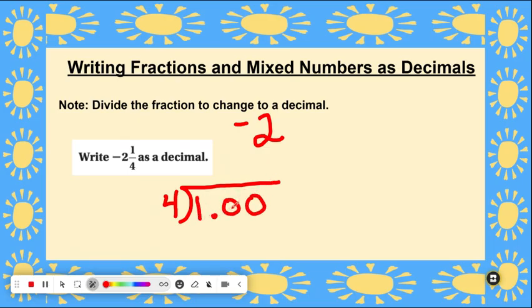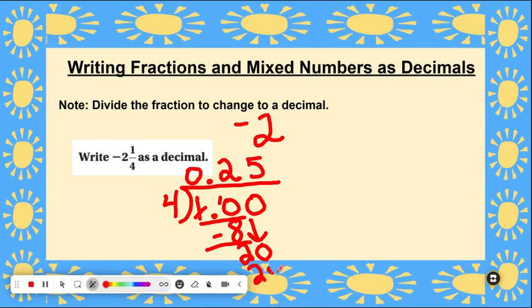So I put a 1, I could add a decimal and add as many zeros as I want. So 4 can't go into 1, so I put a 0. Can 4 go into 10? Yes, 2 times. 4 times 2 is 8. Subtract. 10 minus 8 is 2. Bring down the 0. How many times does 4 go into 20? 5 times. 5 times 4 is 20.